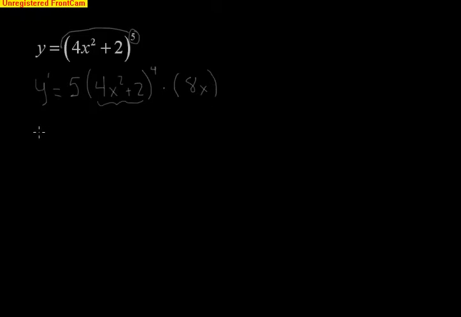And cleaning this up, your first derivative will take the 5 and the 8x. We'll get 40x multiplied by the quantity of 4x squared plus 2 to the 4th. And there's our first example of using just the basic chain rule.